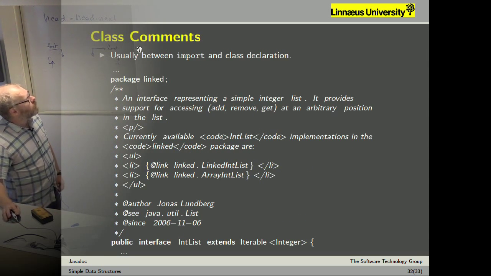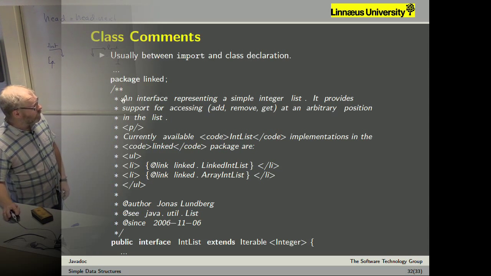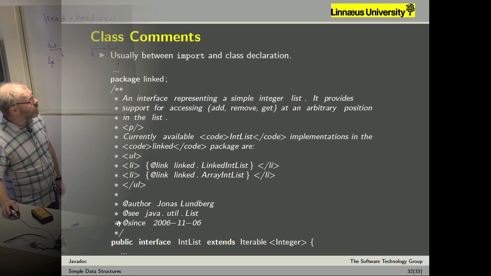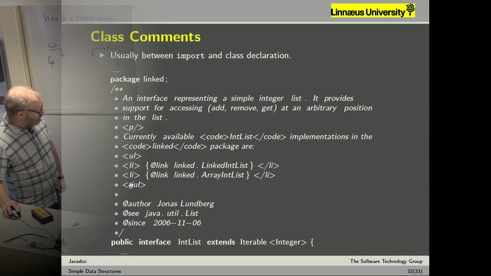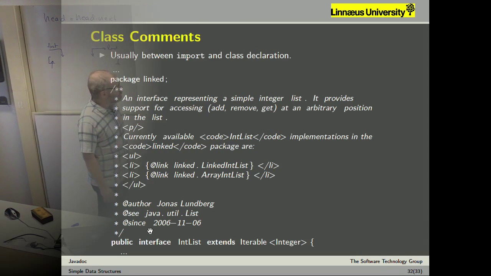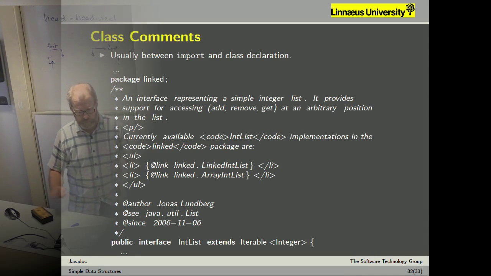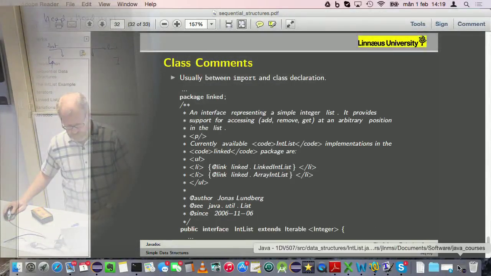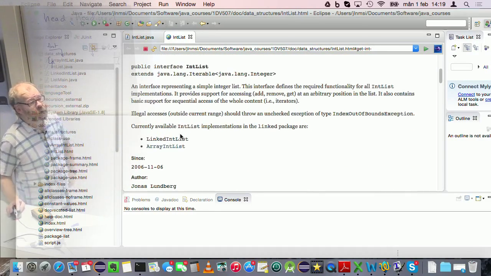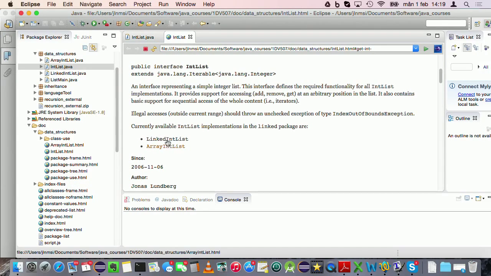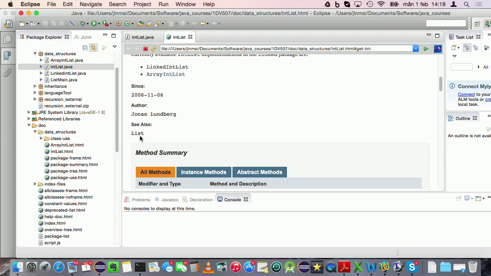You can also comment the entire class, usually between the import and the class declaration. So I have the package here, and then I insert a bit of information about my class: an interface representing a simple integer list, it provides support for, and then I insert a bit of space here. Then I can use a combination of ordinary HTML and these predefined tags. I think it was the one generating this text over here. I had links to these two interfaces, and then a bit about the author and see also. So basically, the class can be commented and each method should be commented, at least if you want to have any information about them.